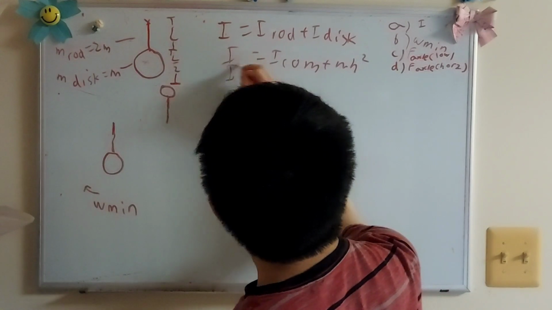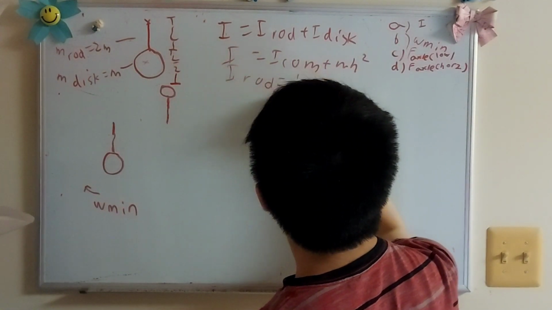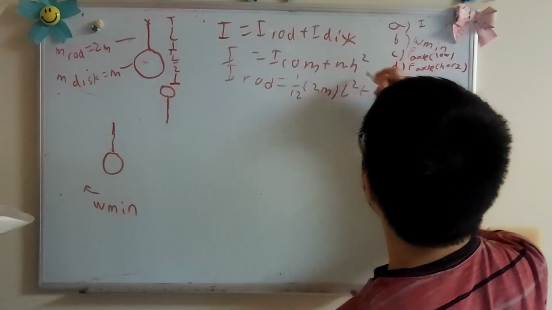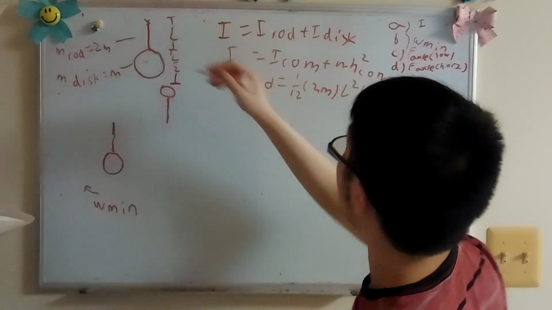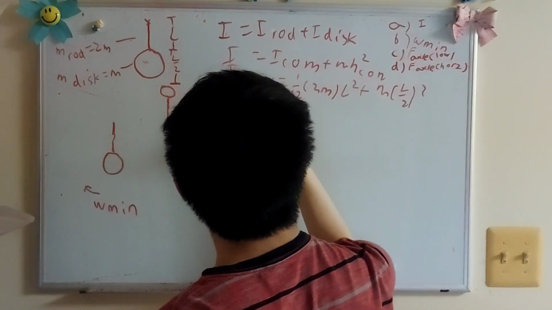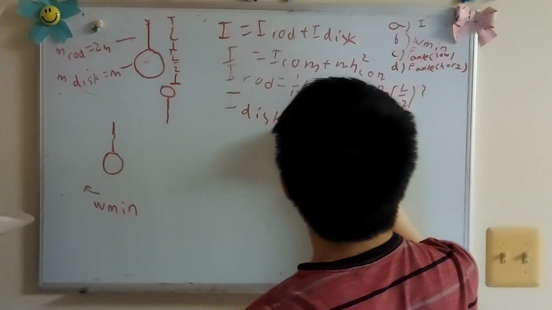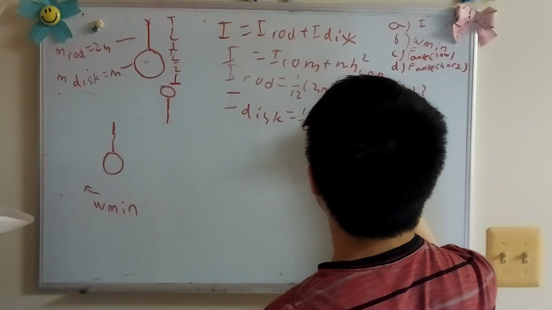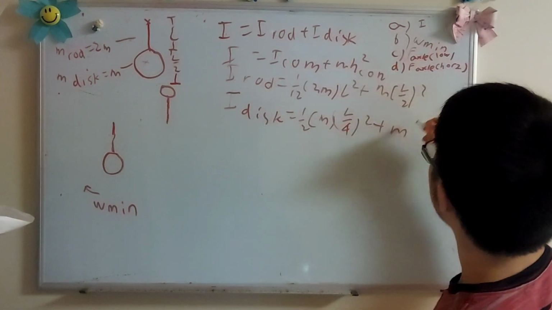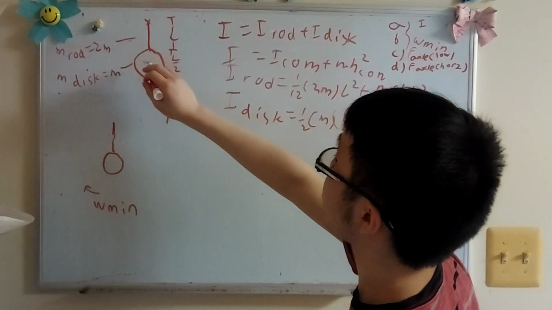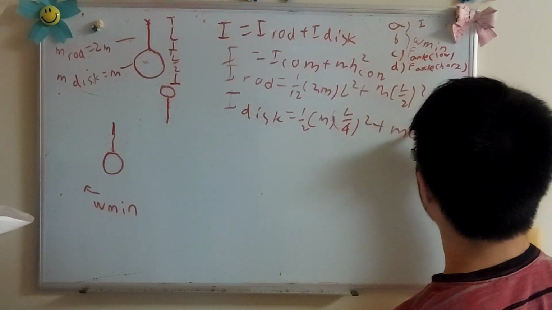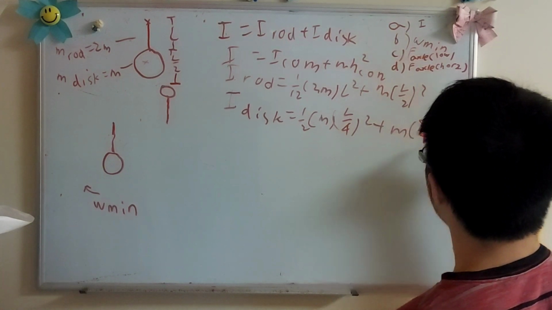According to the table, for the rod, this I_COM would be 1/12 times its mass times its length squared. Its h_COM would be its length over 2. For a disk, the table tells us that it's 1/2 times its mass times its radius squared, where the radius is just its diameter over 2. Its h_COM would be this location, which happens to be its radius plus the length of the rod, which is 5L over 4, squared.